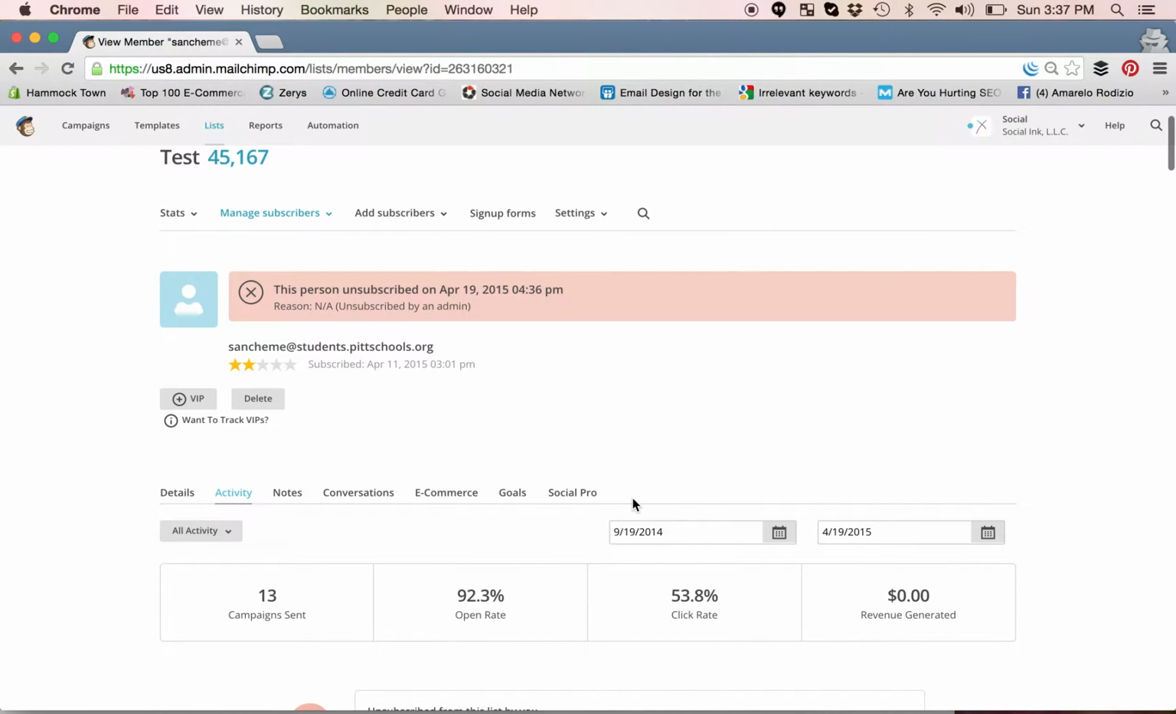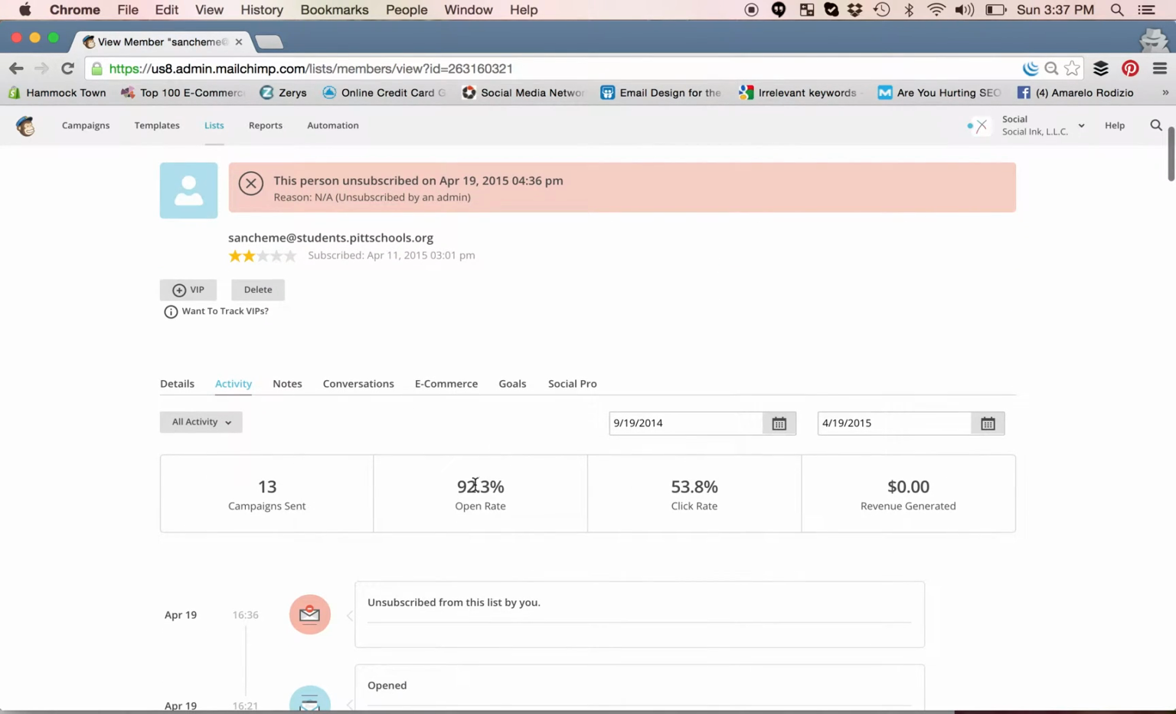So this subscriber here got bombarded, had 13 campaigns sent in a week period, and opened most of them, clicked half of them, and did not want to buy.